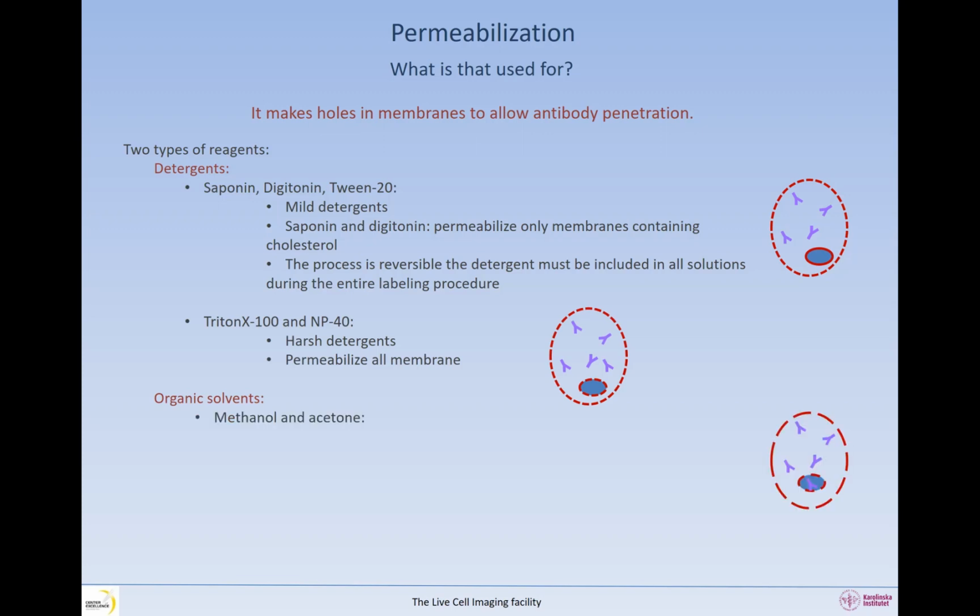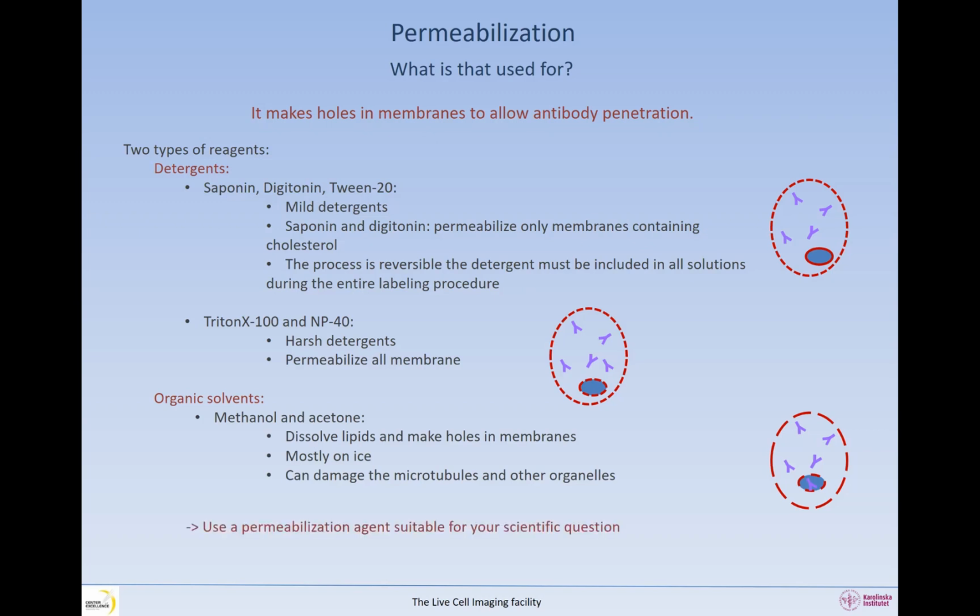Then we have the organic solvents, the most classical being methanol and acetone. They dissolve lipids, so they make holes, and quite big holes, in the membrane. That's why they are already performed on ice. We have to be careful because they usually damage microtubules and some other organelles.